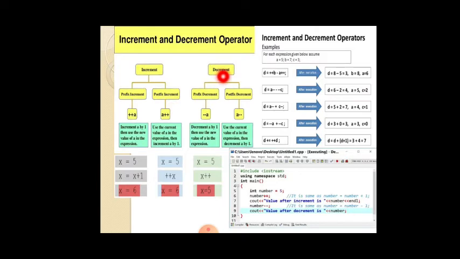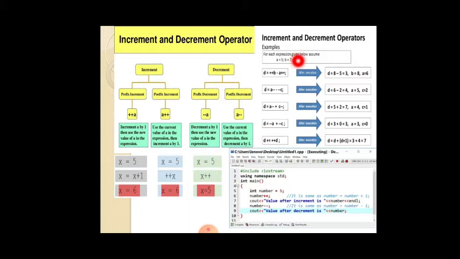Now let us see the increment operator and decrement operator. Increment operator: prefix increment, postfix increment. What is plus plus A and what is A plus plus? Prefix: increment A by 1 and then use the new value in the expression. Postfix: use the current value in the expression, then increment by 1. Similarly for decrement: decrement by 1 and use the new value in the expression, or use the current value in the expression, then decrement by 1. So the difference between prefix and postfix is, in prefix, first it increments or decrements and then the value of the expression changes. In postfix, first it takes the value and then it increments or decrements.